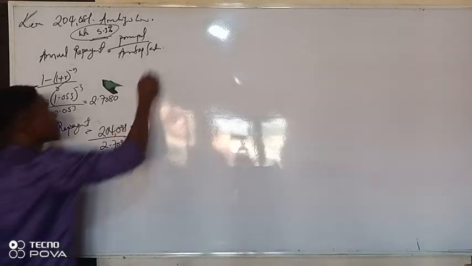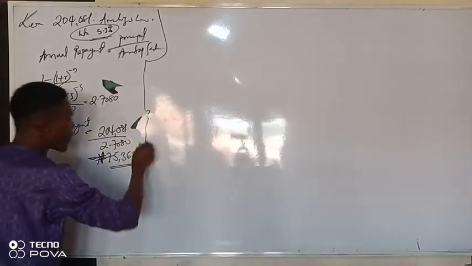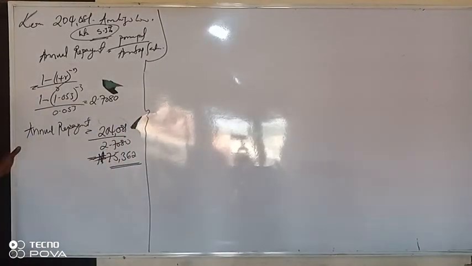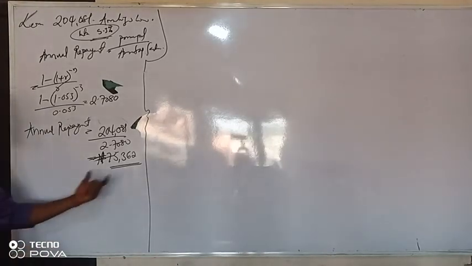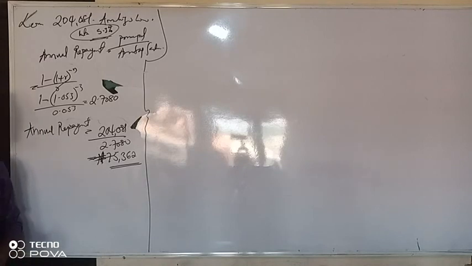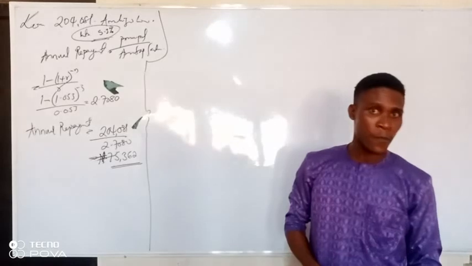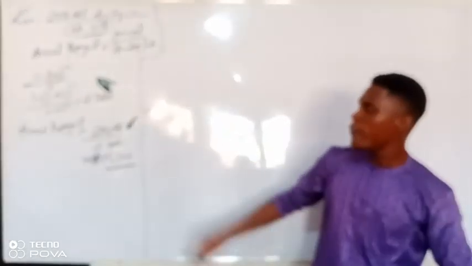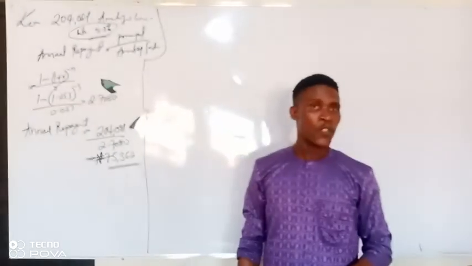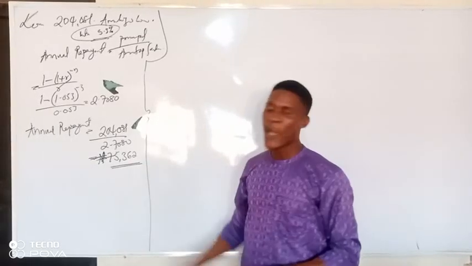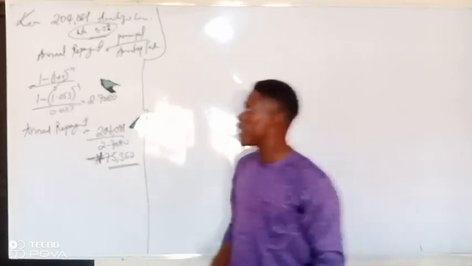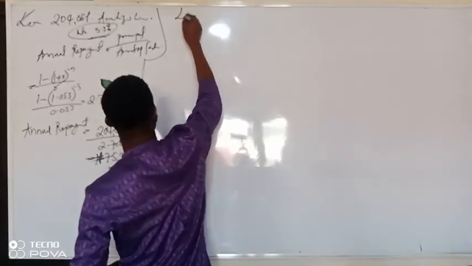With that, we have completed our computation. Without this annual repayment, automatically, you cannot complete the table, because you must know your annual repayment. So if the question expressly gives you the annual repayment, good. When it is given to you expressly, then you don't need to compute it. So in view of that, our amortization table now.